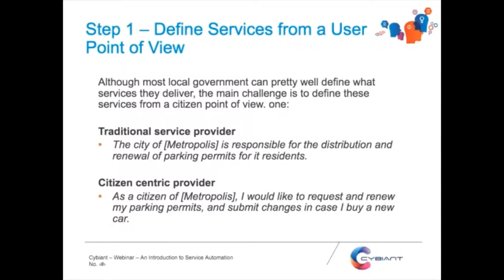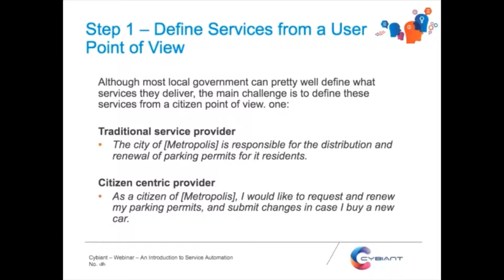As a citizen of this particular city, I would like to request and renew my parking permits and submit changes in case I buy a new car. Why is this a good starting point? Well, if you look at the second definition, you can already see a number of very different changes.